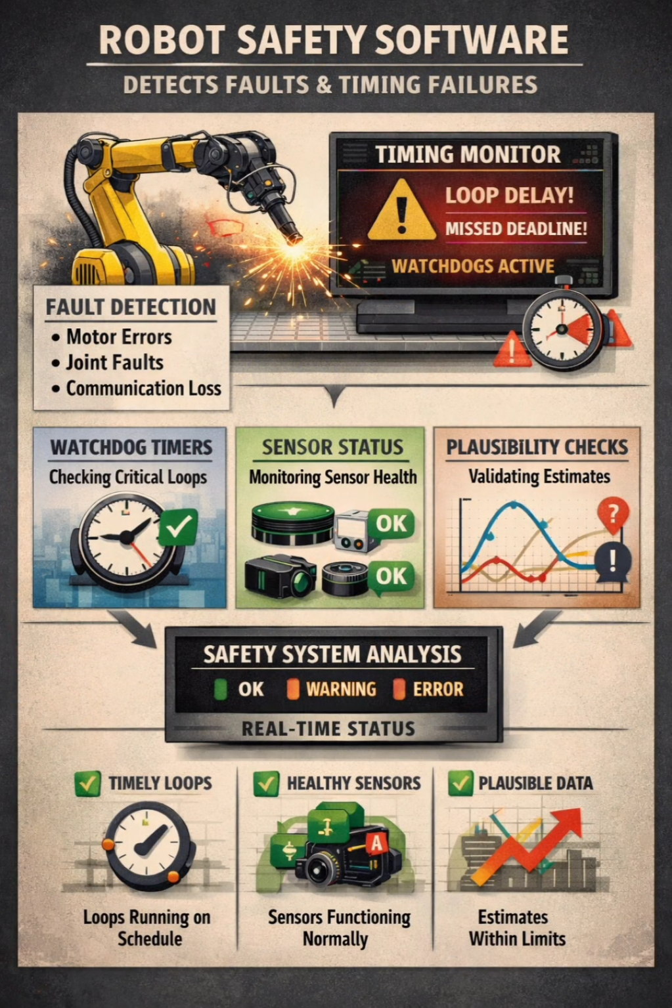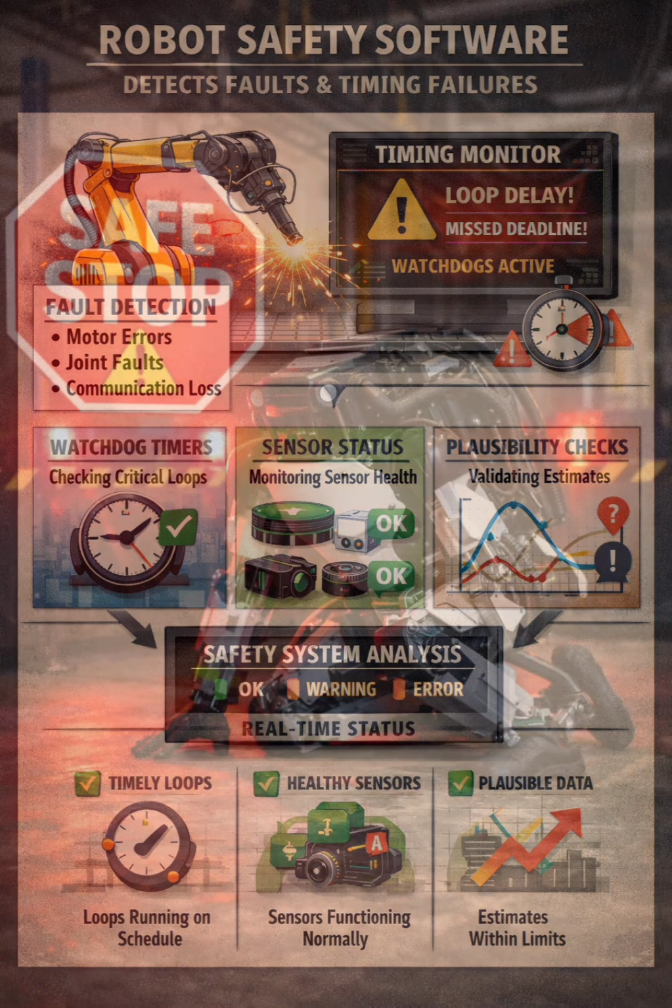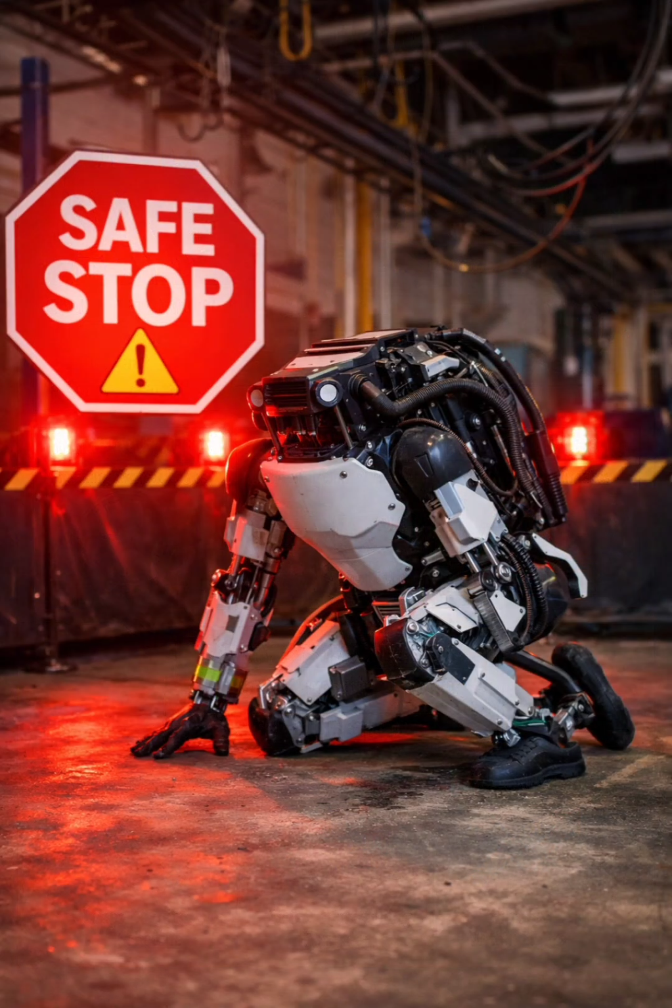Third, it detects faults and timing failures. It checks that critical loops run on time, watchdogs, sensors are healthy, and estimates are plausible. Example, if the control loop misses deadlines or the IMU stops updating, safety transitions the robot into a safe stop because the state is no longer trustworthy.